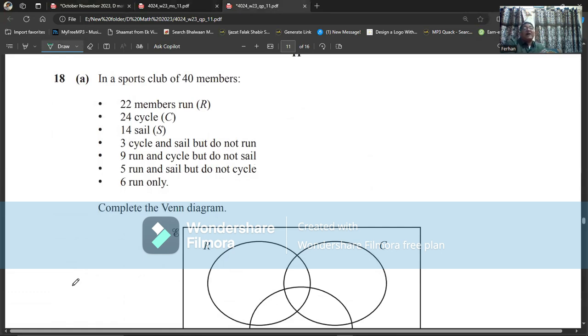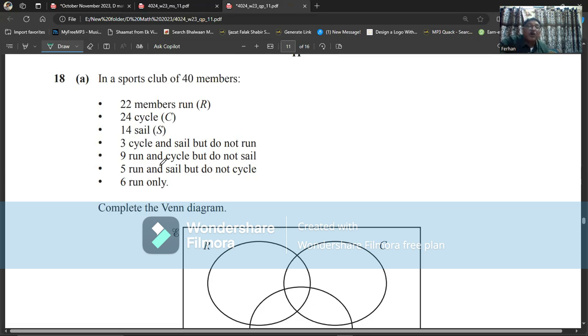Question number 18, A part. He says in a sports club of 40 members, 22 members run, which is R. 24 cycle, and that is C. 14 sail, represented with the S. 3 cycle and sail but do not run. 9 run and cycle but do not sail. 5 run and sail but do not cycle.